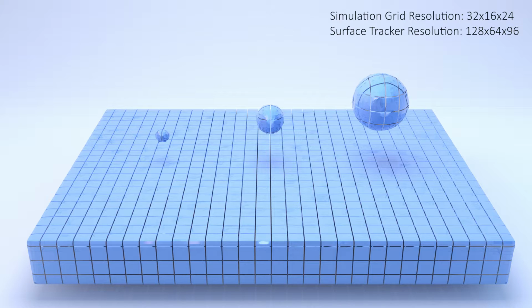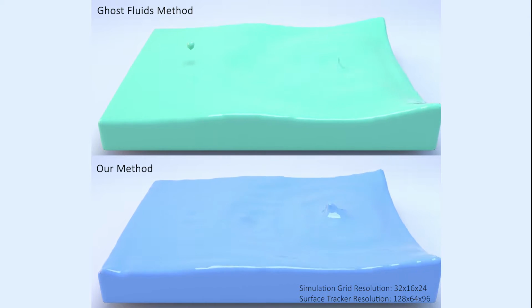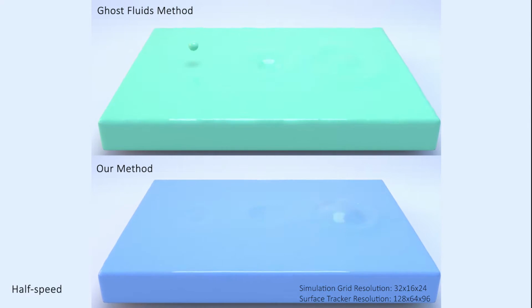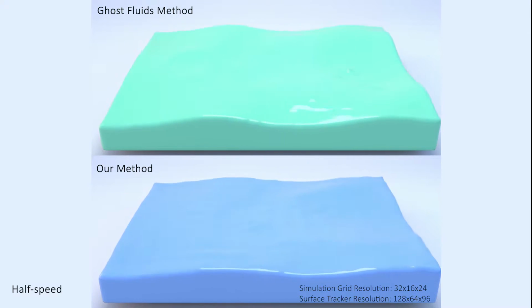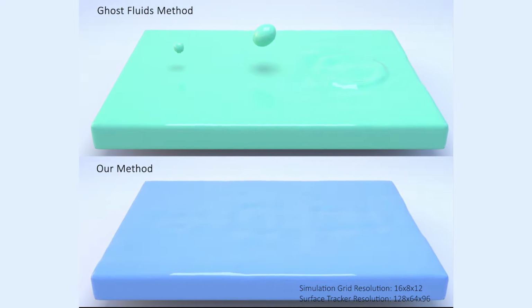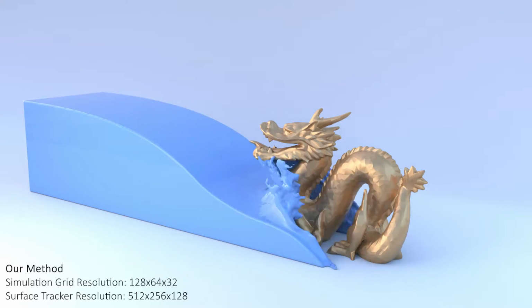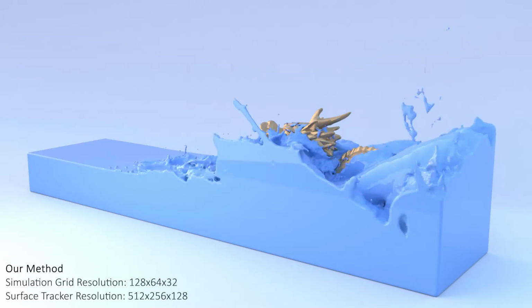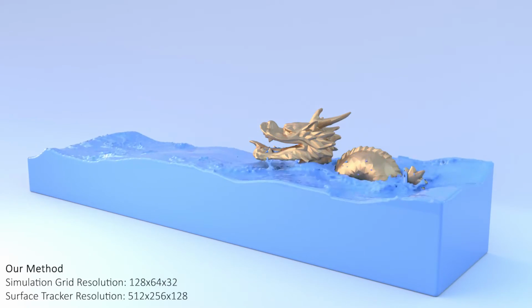However, when the simulation resolution is 4 times smaller, the GFM produces permanent hanging liquid blobs. Additionally, our method is able to handle even lower resolutions, only suffering from loss of energy. Our method can also handle complex solid geometries in contact with liquids.